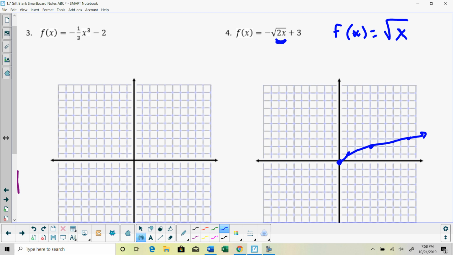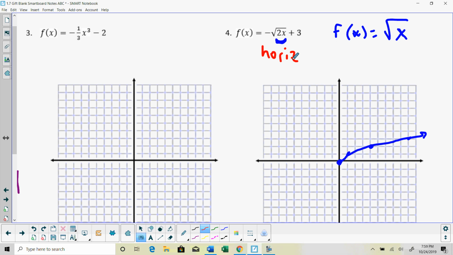Right here I see a 2 that's being multiplied by the x. So is that a shift, a stretch, a compression, a reflection? Well, it's not going to be a shift because we're multiplying. It's not going to be a reflection because we're not taking the opposite, at least not right here with the 2x, but we're multiplying, which means it's going to be a stretch or a compression. Since the 2 is being multiplied just by the x itself, that means it's going to be a horizontal stretch or compression.